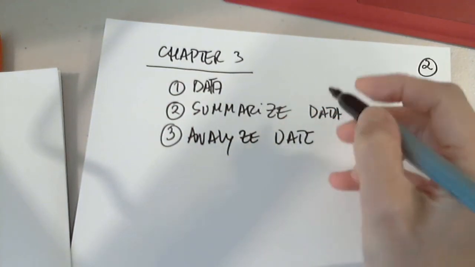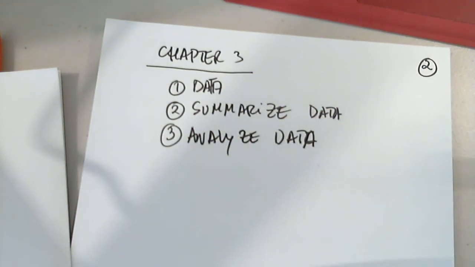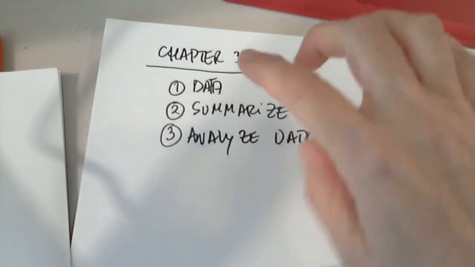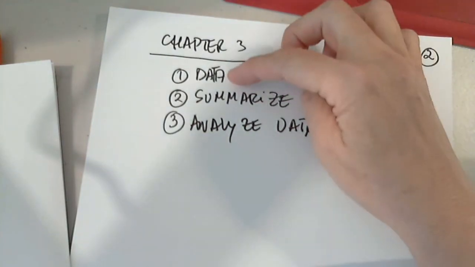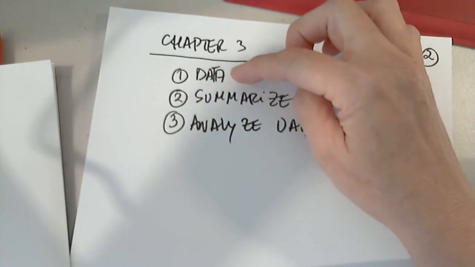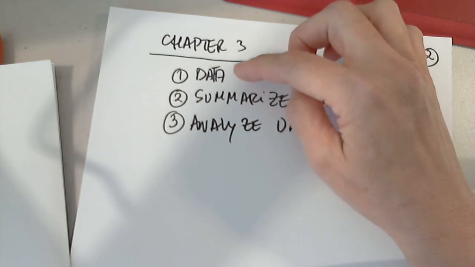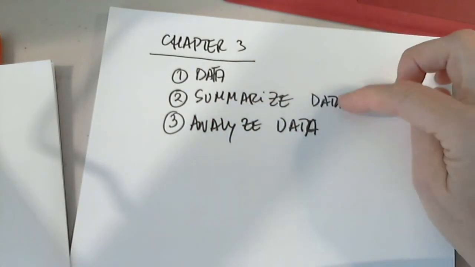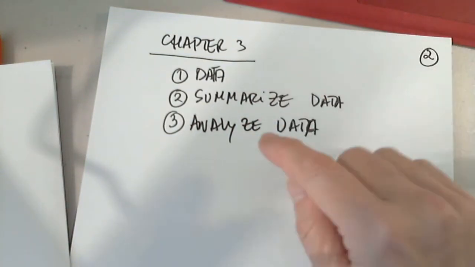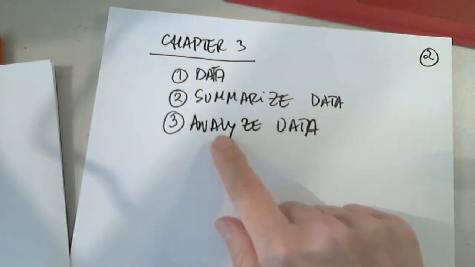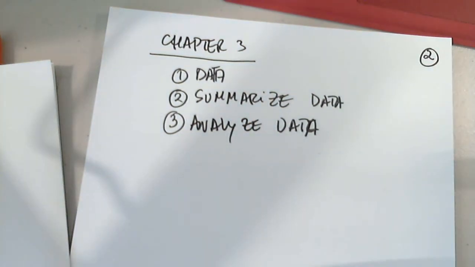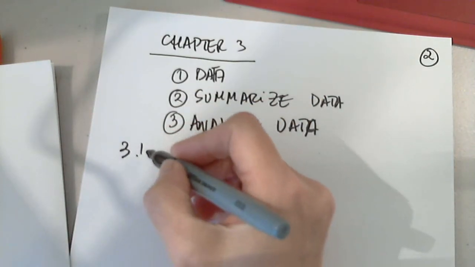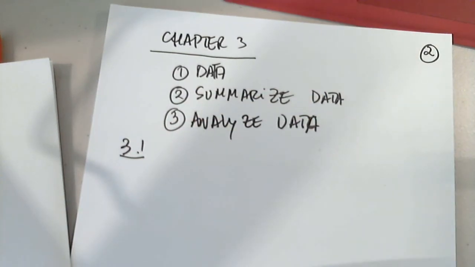Analyze data. So we have the data. We collected it in, let's say, a simple random sample or some other correct scheme of collecting data. We know how to summarize it, so it speaks to us. And now, after we summarize it, we are at the point in which we will start analyzing it. In the first section of this chapter, I'm hoping to cover 3.1 and 3.2 today.